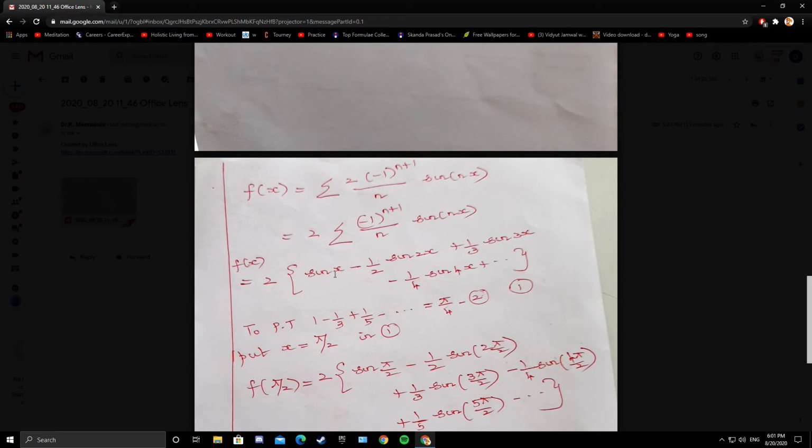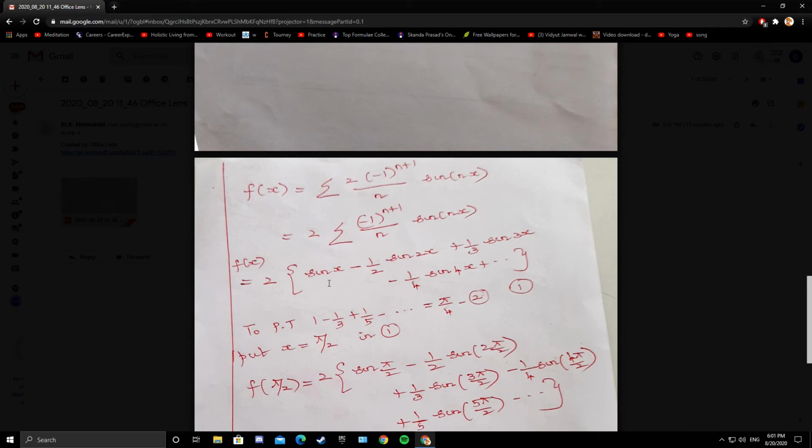So if x is 0, sin 0 is 0. So RHS of 1 will be 0. If x is pi, sin 2 pi, sin 3 pi are all zeros. So RHS of 1 is 0. But we want 1 minus 1 by 3 plus 1 by 5 minus etc. So you know that sin pi by 2 is 1. So take x as pi by 2.